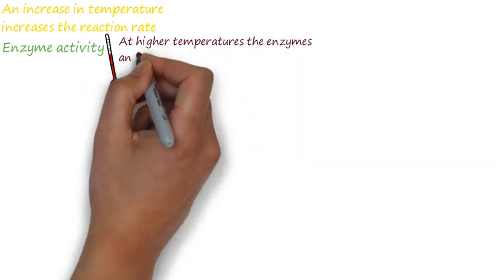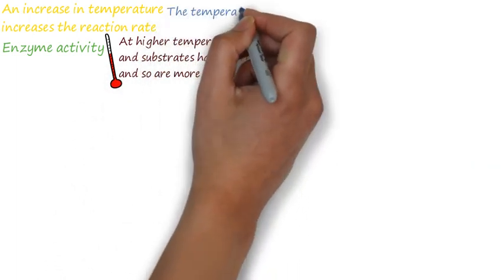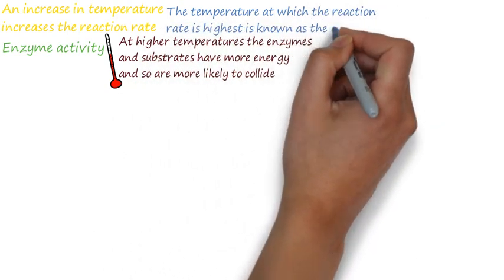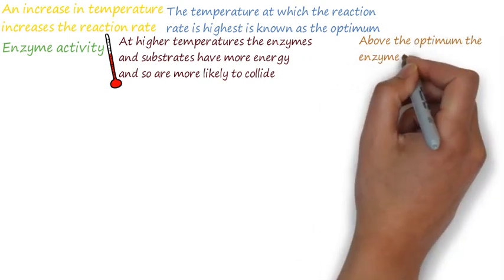As you would expect, if you increase the temperature at which an enzyme-controlled reaction is taking place, the reaction rate will increase. This is due to the enzymes and substrates having more energy, and so they are more likely to collide at higher temperatures. This works for temperatures below 37 degrees for enzymes in the body. The temperature at which the reaction rate is highest is known as the optimum.